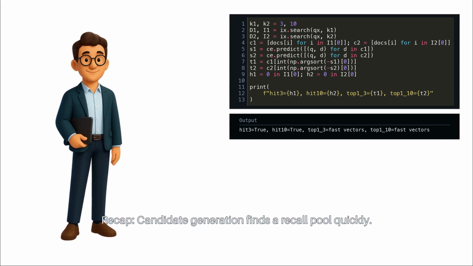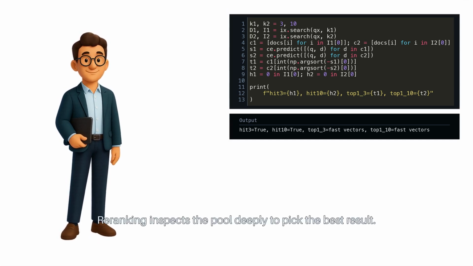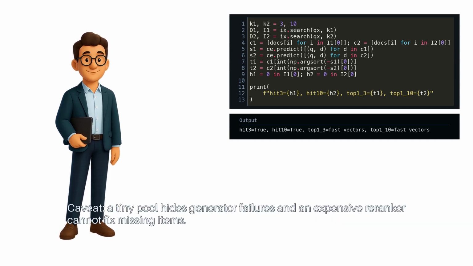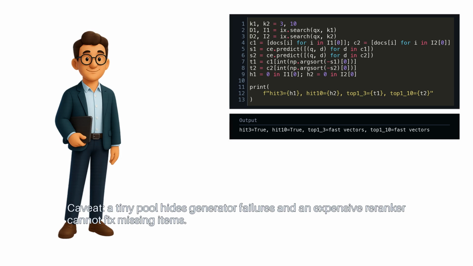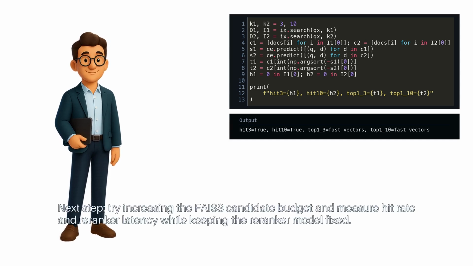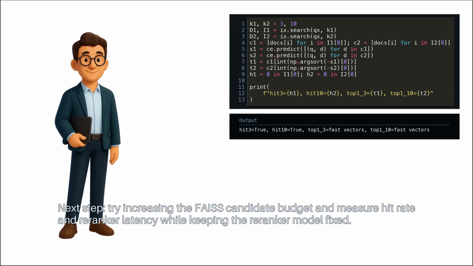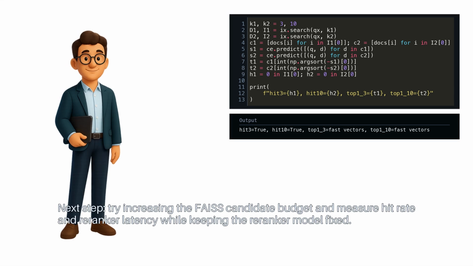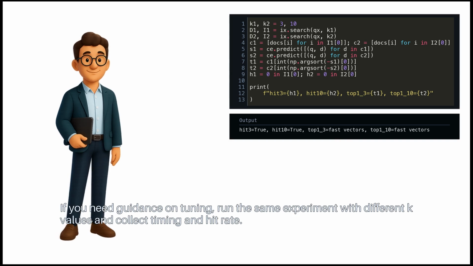Recap: candidate generation finds a recall pool quickly. Re-ranking inspects the pool deeply to pick the best result. Caveat: a tiny pool hides generator failures, and an expensive re-ranker cannot fix missing items. Next step: try increasing the FAISS candidate budget and measure hit rate and re-ranker latency while keeping the re-ranker model fixed. If you need guidance on tuning, run the same experiment with different K values and collect timing and hit rate.